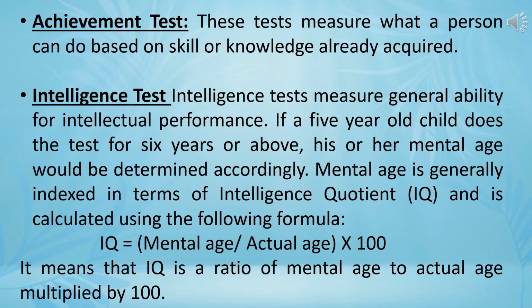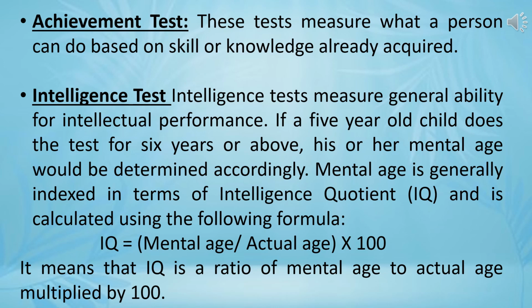Now we have two more tests, the achievement test and the intelligence test. The achievement tests are assessments designed to measure an individual's level of skills or knowledge in a particular area based on what they have already learned or acquired. Unlike aptitude tests, these focus on assessing the potential or ability to learn new skills. Achievement tests evaluate the mastery of specific subjects, topics or tasks.